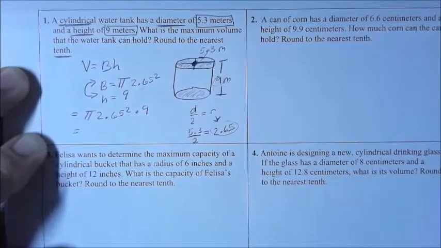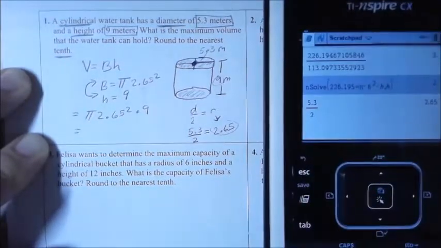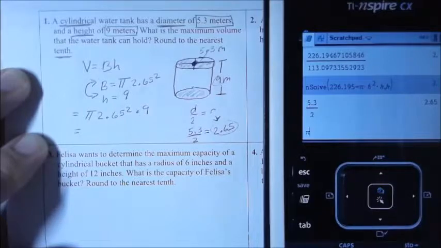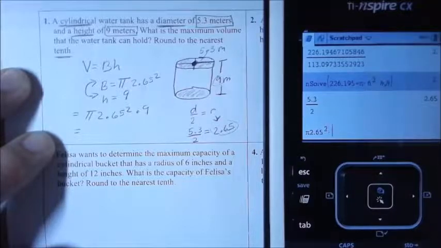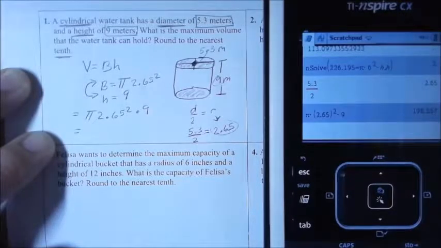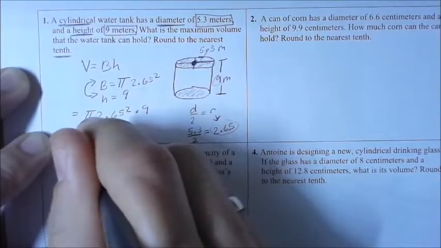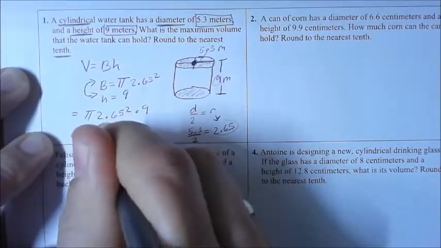And this is the first one, so I'm going to go ahead and do it with you. And then the rest of them, I'll help you set it up, and you'll go ahead and solve it. So we have pi times 2.65 squared times 9. And it equals 198.557. So if I round that, I would say that would be 198.6. So for my answer, we're going to round to the tenths place. So 198. And you know what?